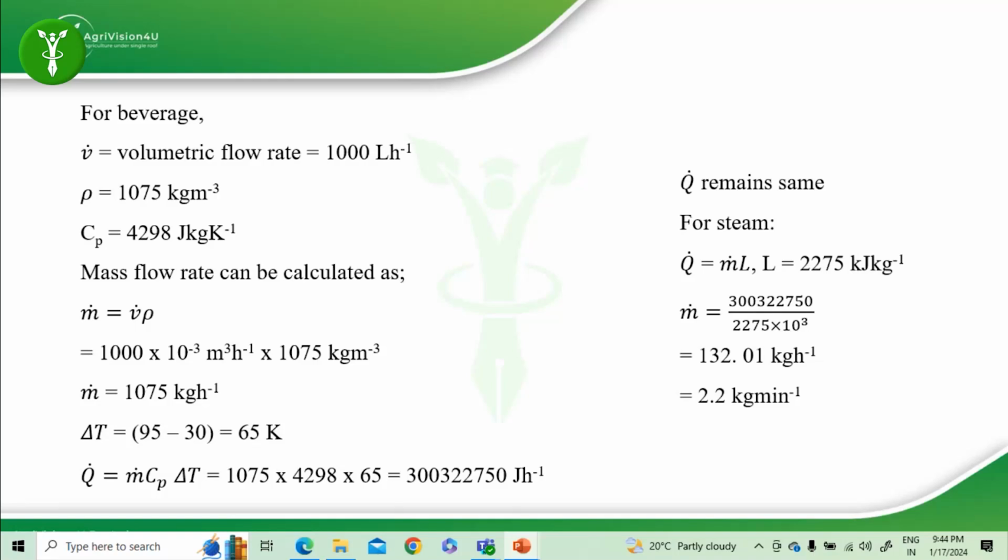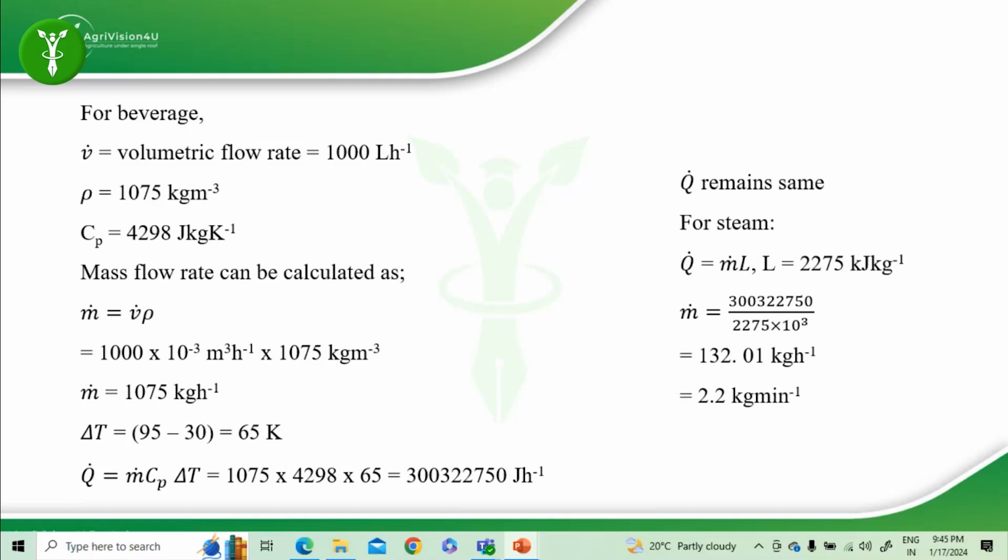Ma'am, can the formula also be used here? Yeah, the formula is Q is equal to M into L. The formula for Q is your mass flow rate multiplied by the latent heat of steam. Please pen it down if you don't have it. Okay, so put the values, and you get the value as 132.01 kg per hour.